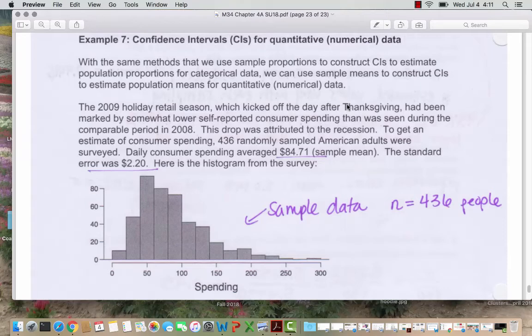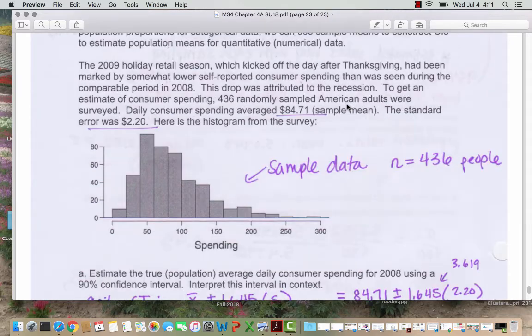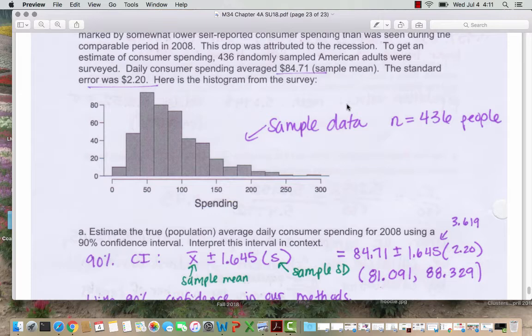Here's chapter 4a, example 7. We're looking at confidence intervals for quantitative or numerical data. So in the 2009 holiday retail season, they wanted to analyze the 2008 data. So here is some self-reported consumer data from 2008.